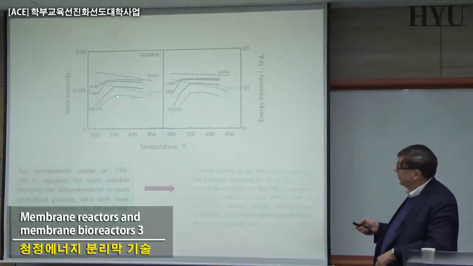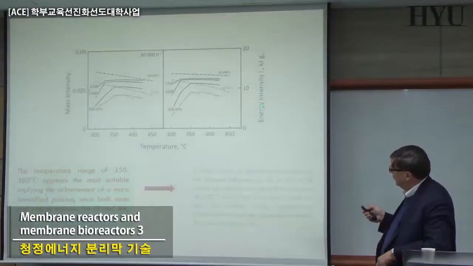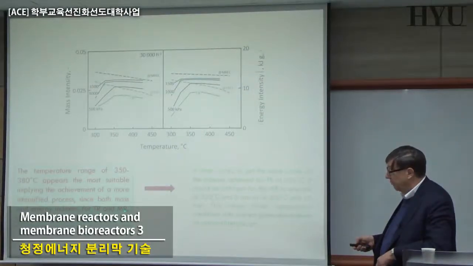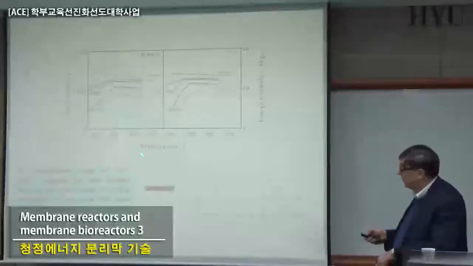And that is interesting because from this kind of plot, which is true for mass intensity and can also be true for energy intensity, you can see that, first of all, in both cases this plot is going to a maximum, basically around 350, and that is the most interesting area. In both cases, for traditional reactors and membrane reactors, we have the best value.